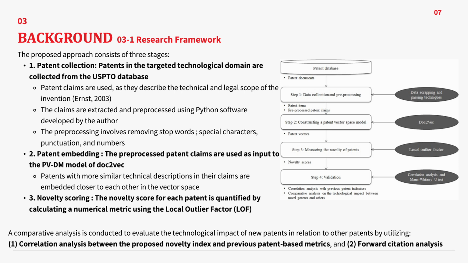Second is patent embedding. The cleaned patent claims are input into the doc2vec PV-DM model, in which patents with similar technical descriptions are placed closer together in the vector space. Third is novelty scoring. The LOF is used to assign a numerical novelty score, identifying patents that stand out from the rest. Finally, to validate this approach, a comparative analysis is conducted using correlation and forward citation analysis to assess the impact of novel patents.